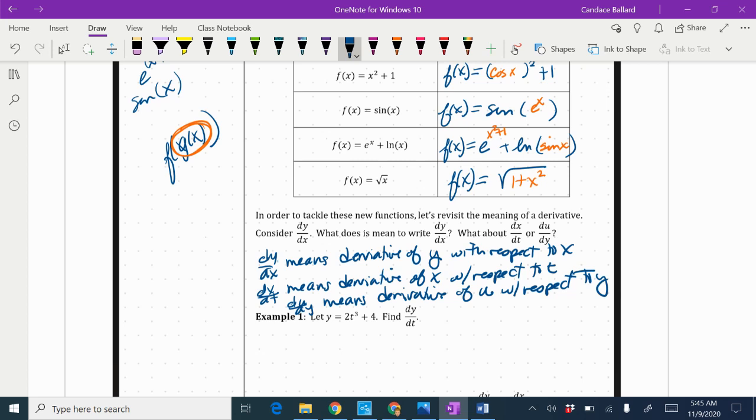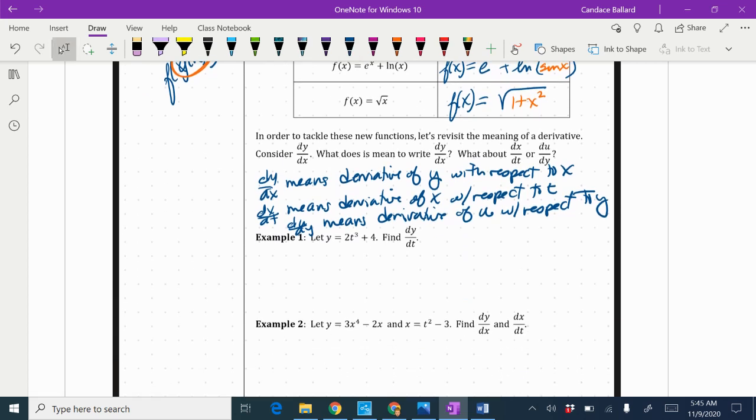All right, so we're going to let y equal 2t cubed plus 4, and we're going to find dy dt. So this is just reviewing some of our rules from before. The 3 would go in front and multiply by the 2. So we'd have 2 times 3t, subtracting 1 from the exponent, squared. And the derivative of 4 is 0, so I'd really end up with 6t squared.